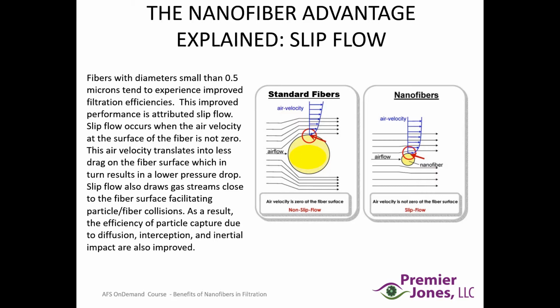Slip flow occurs when the air velocity at the surface of the fiber is not zero. This air velocity translates into less drag on the fiber surface, which in turn results in a lower pressure drop. Slip flow also draws gas streams close to the fiber surface, facilitating particle-fiber collisions. As a result, the efficiencies of particle capture due to diffusion, interception, and inertial impact are also improved.